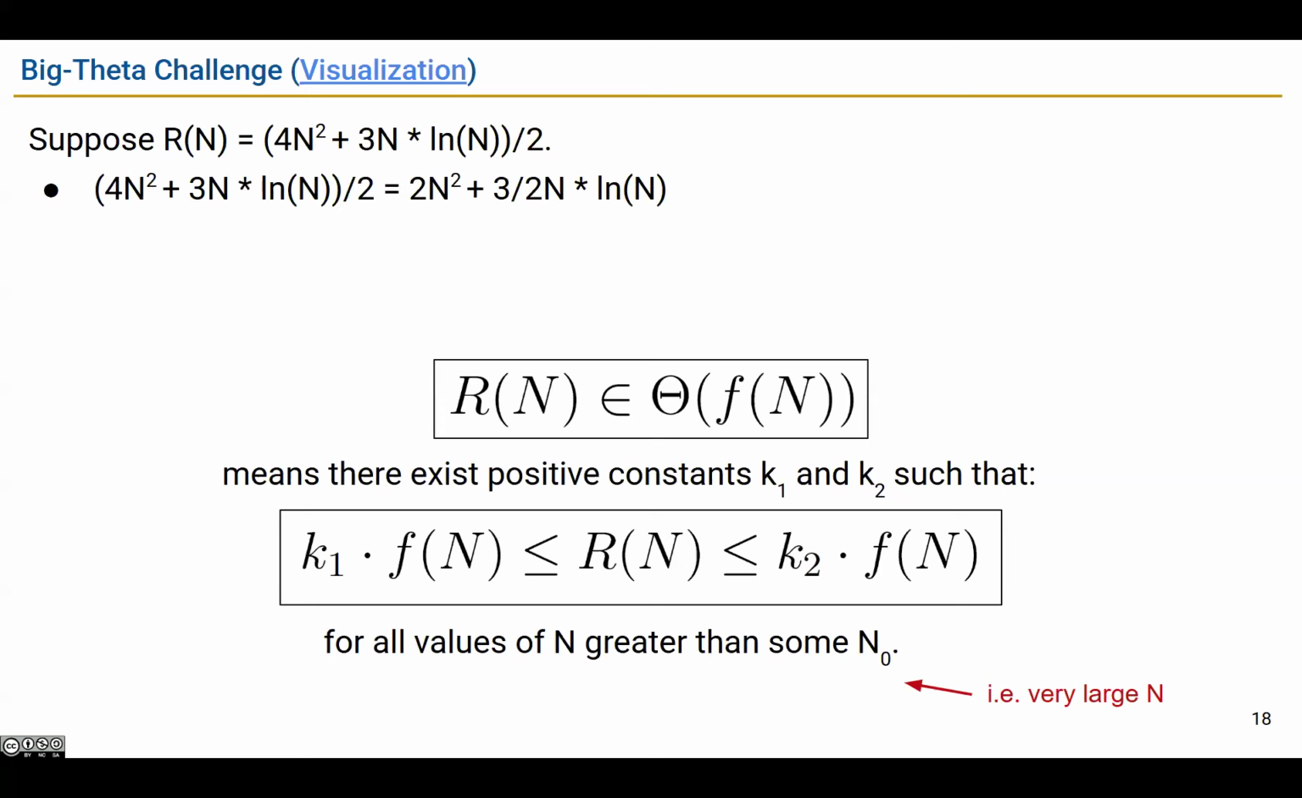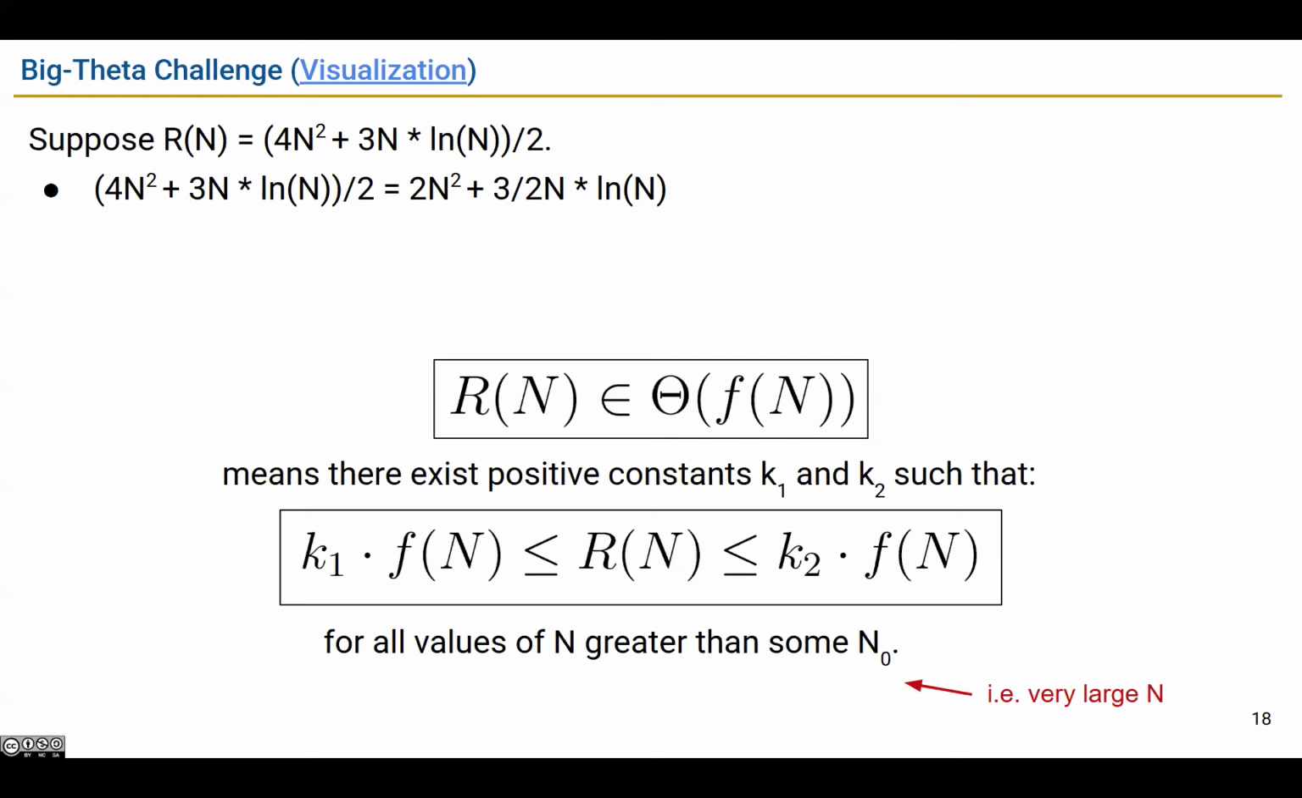And what I'm going to do is show these inequalities one step at a time. First, I'm going to show the lower bound, and then I'm going to show the upper bound. So first off, I'm going to say that this number is just 2n squared plus 3 over 2n times ln n. Are people okay with that? Do we agree that this is true? Yeah, it's just distributing the two.